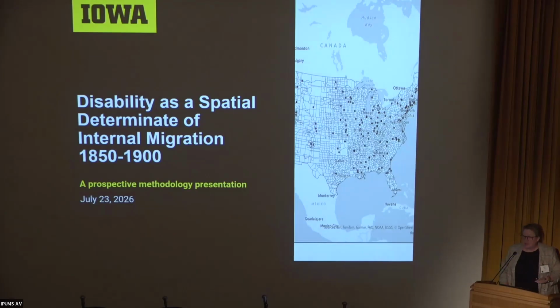Good afternoon, or good morning still, everyone. My name is Karin, and I have a Master's of Public Affairs, and I will be beginning my Master's in Geoinformatics at the University of Iowa this fall. Today, I'm presenting Disability as a Spatial Determinant of Internal Migration, 1850 to 1900. Sorry about the change in title. We shrunk back a little bit just because of the amazing amounts of data.